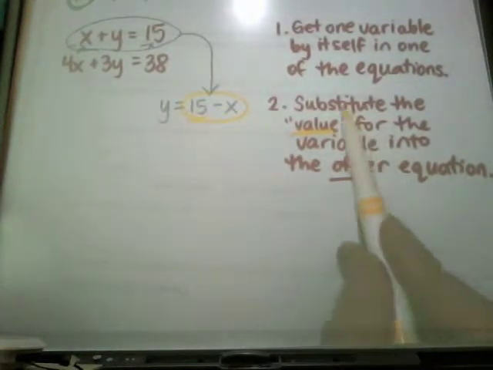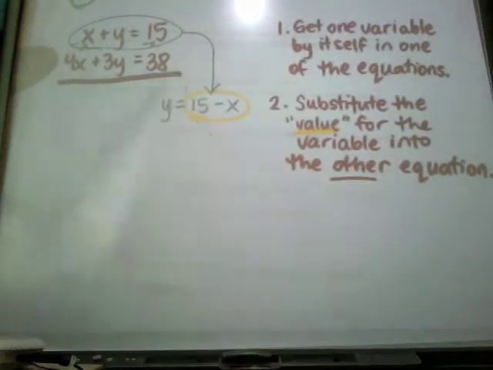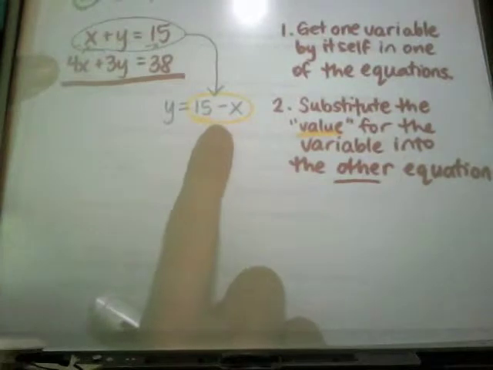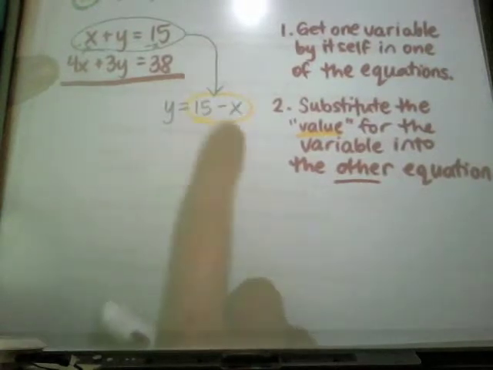Now, I'm going to substitute this for the variable in the other equation. Here's what I mean by that. Take a look at our second equation. I have 4x plus 3y equals 38. The way that is, there's no way to solve it, because I don't know what x is and I don't know what y is. Oh wait, I kind of know what y is. I know y equals 15 minus x. y, whatever that value is, equals this value.